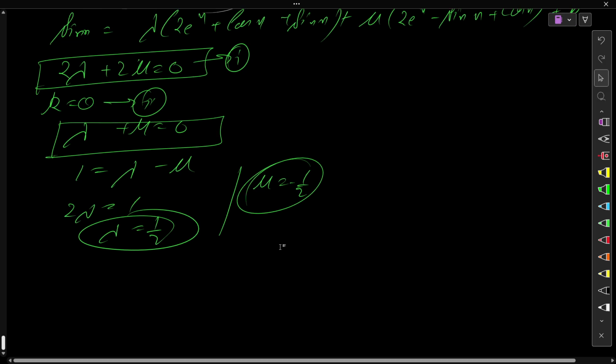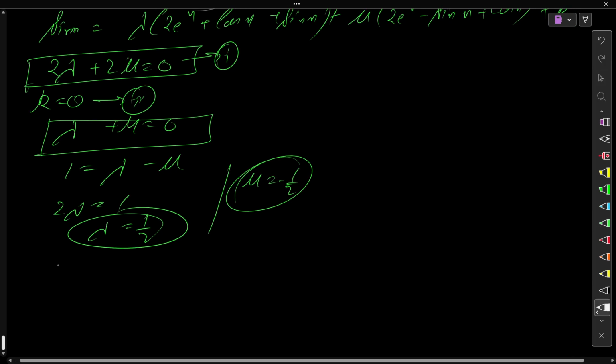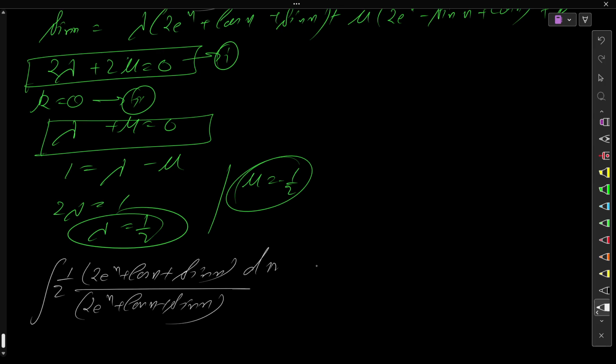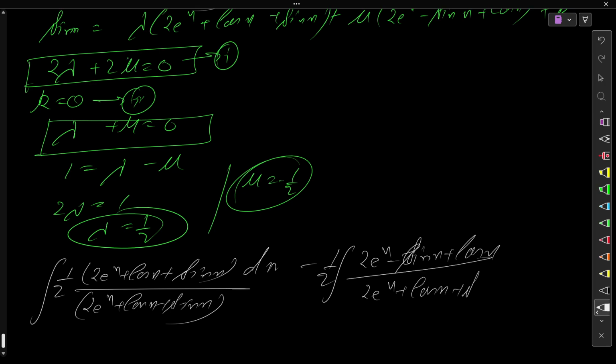So when I put this down in the equation and transform the numerator, I'm getting half, putting the value of lambda, the integral of 2 e to the power of x plus cosine x plus sin x divided by 2 e to the power of x plus cosine x plus sin x dx, minus half, putting the value of mu, the integral of the derivative, 2 e to the power of x minus sin x plus cosine x divided by 2 e to the power of x plus cos x plus sin x dx, plus k.